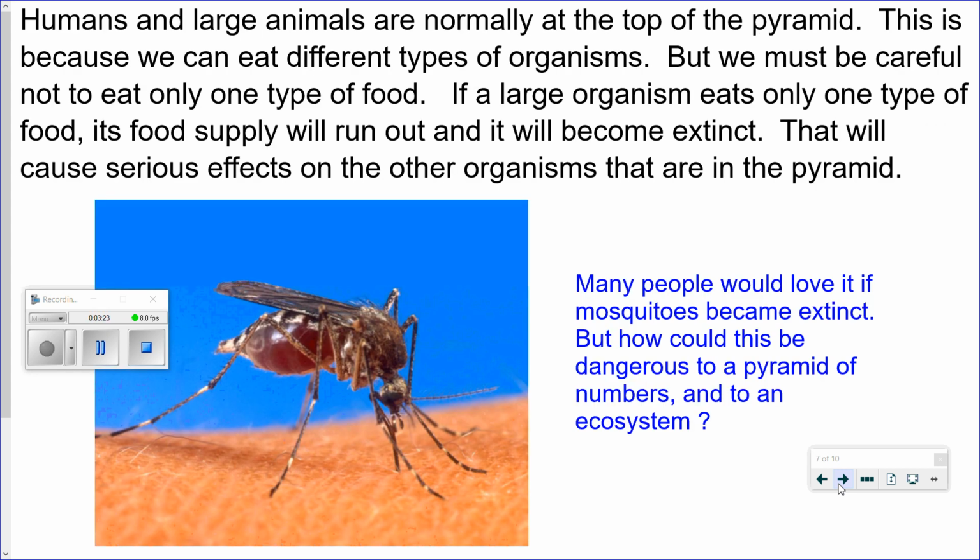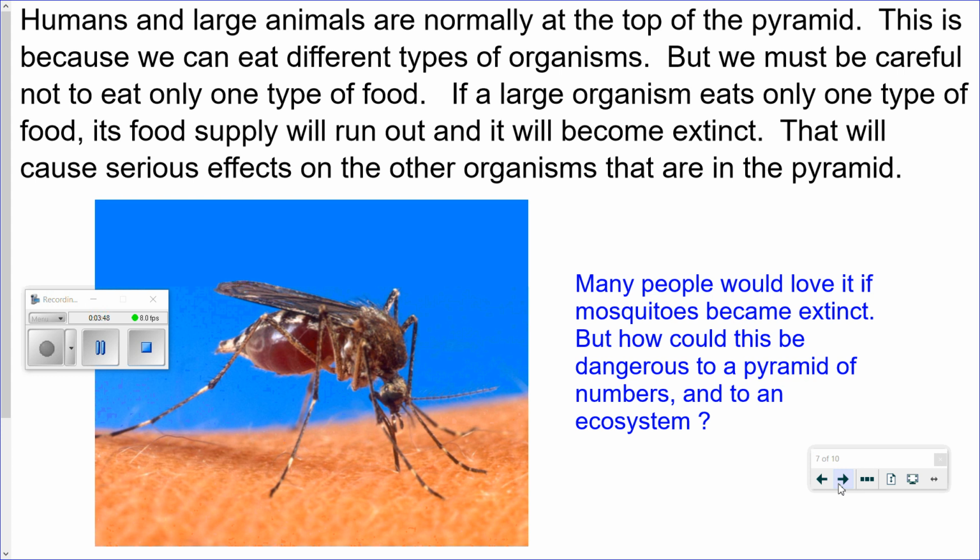Humans and large animals are normally at the top of the pyramid. This is because we can eat different types of organisms. But we must be careful not to eat only one type of food. If a large organism eats only one type of food, its food supply will run out and it will become extinct. That will cause serious effects on the other organisms that are in the pyramid.